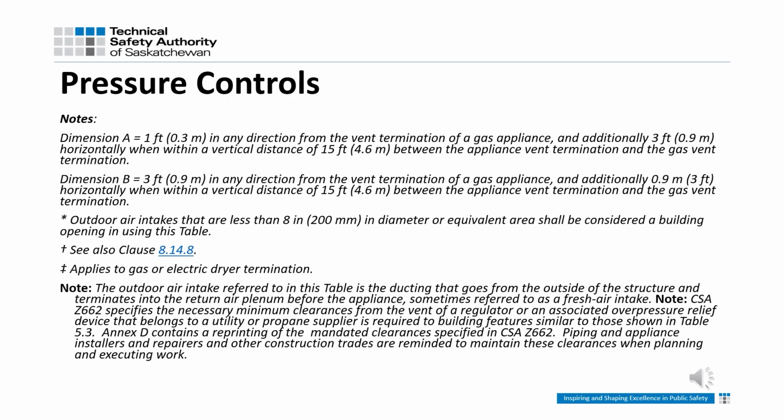Dimension A is 1 foot or 0.3 of a meter in any direction from the vent termination, and additionally 3 feet horizontally to a height of 15 feet when an appliance termination is above the regulator. Dimension B is 3 feet with the same clearances when the appliance termination is above the regulator vent. This 3 feet from center line of the regulator vent exclusion zone to a height of 15 feet has been enforced in the province for years under the requirements of 8.14.8. We are working on a drawing for the Saskatchewan Codes of Practice to clarify these requirements that you can use as a reference.